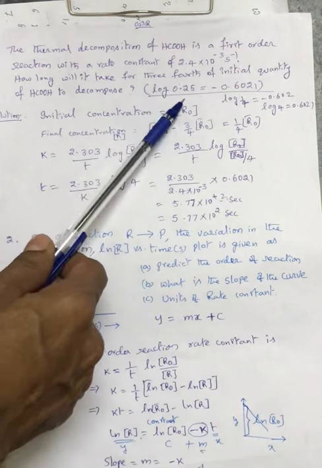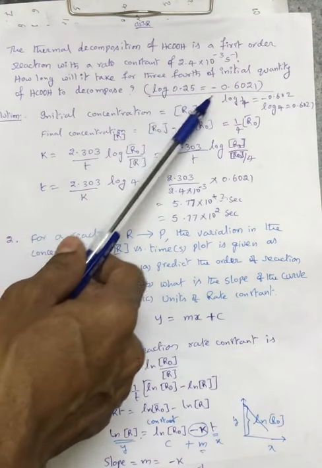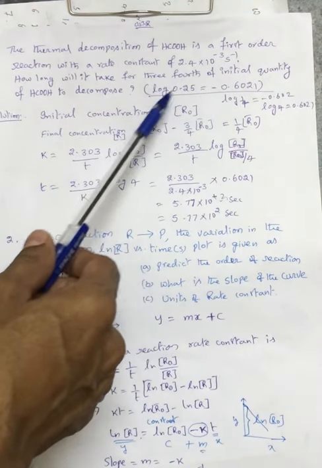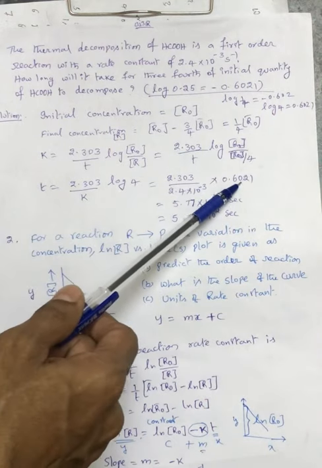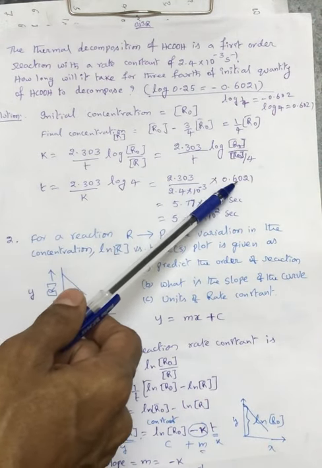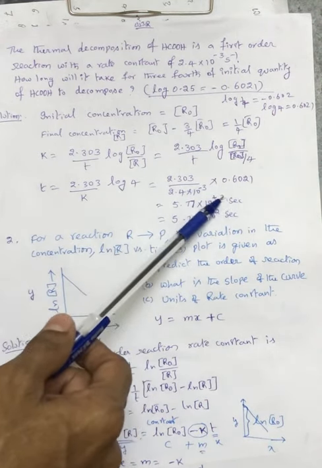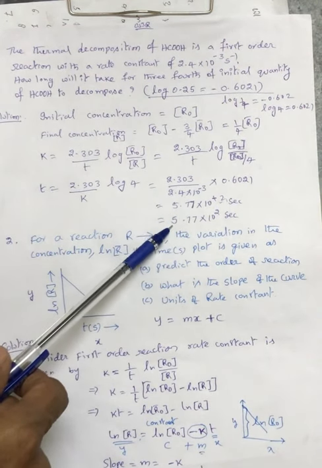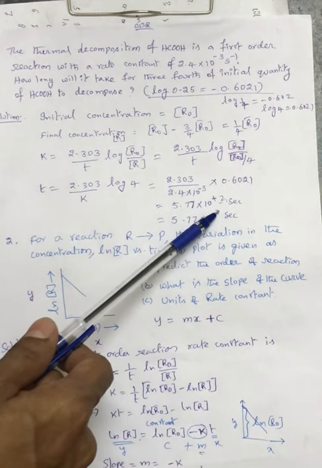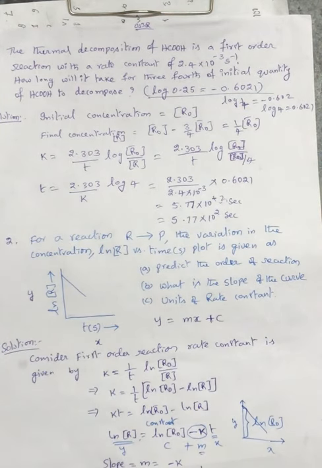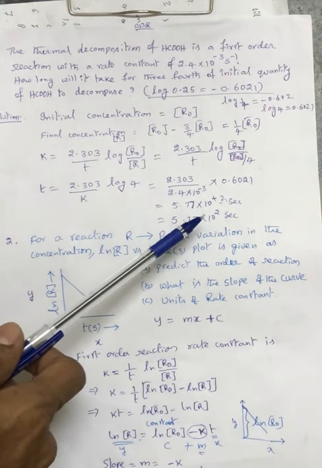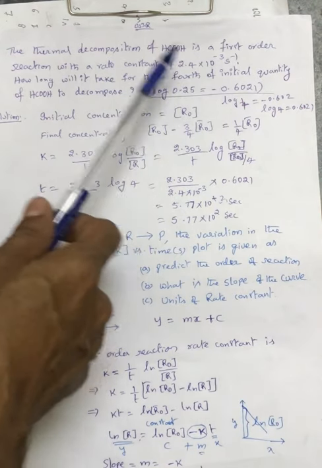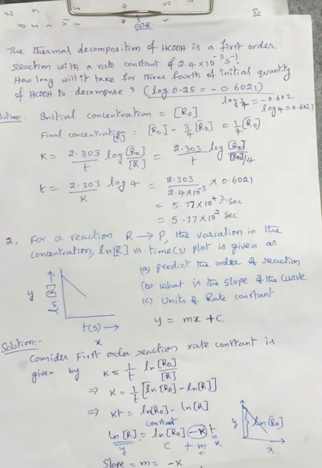0.25 means it is 1 by 4 of log. Log 1/4 is equal to negative log 4, so log 4 will be the positive of this, you can simply take 0.6021. Otherwise, if you have a logarithm table, we can use that. Then we will get 5.77 × 10^2 seconds. So this much time it takes to finish 3/4 of the initial quantity in the thermal decomposition of formic acid.